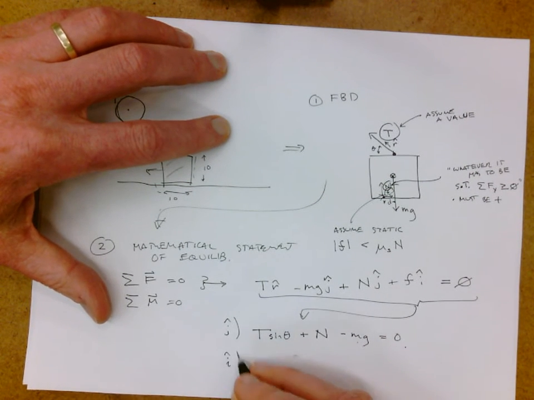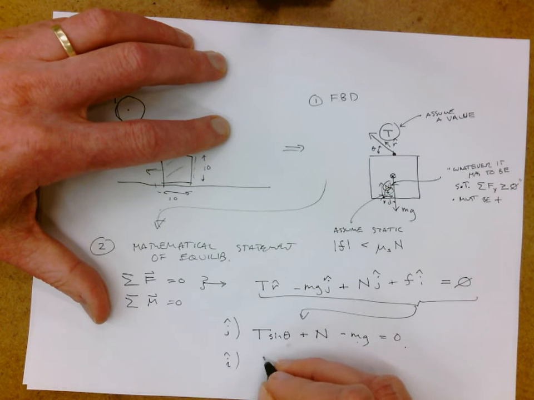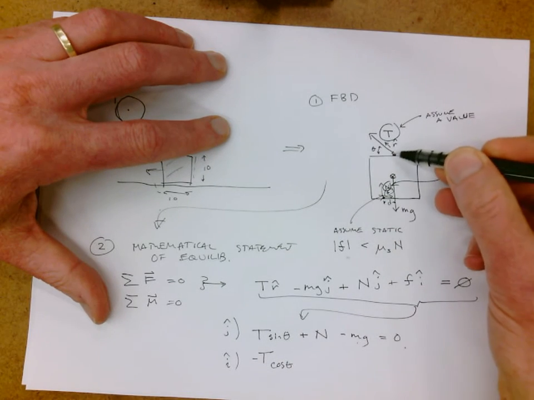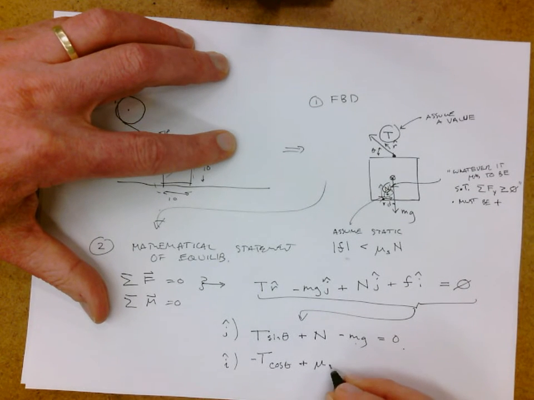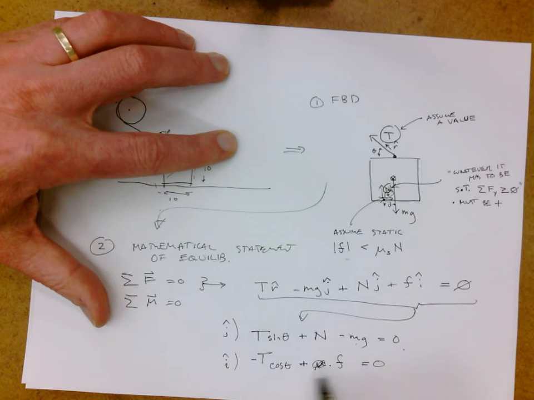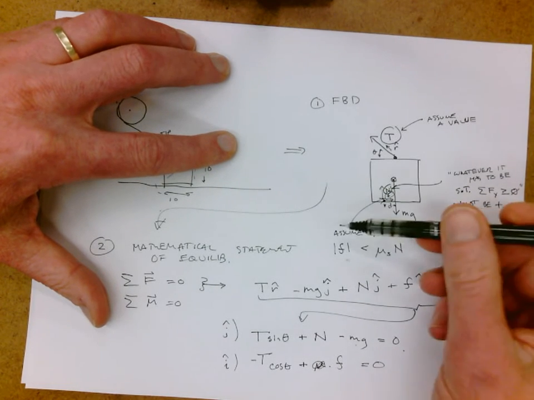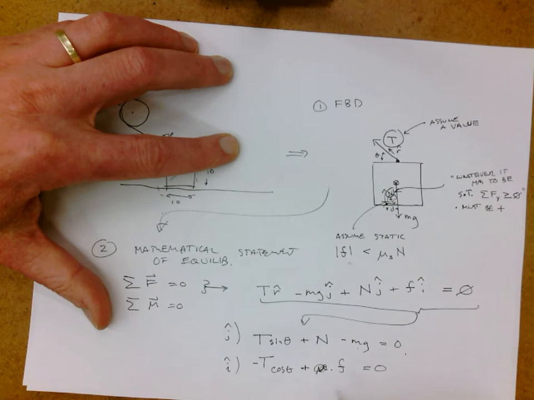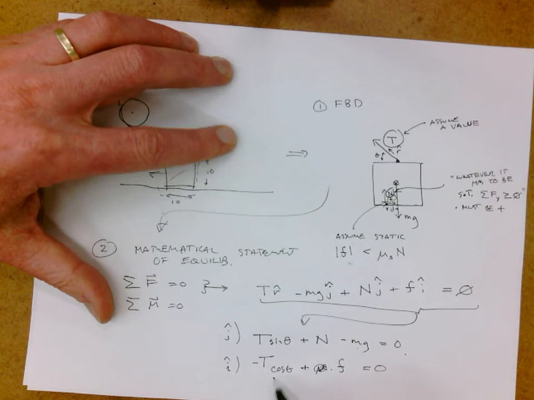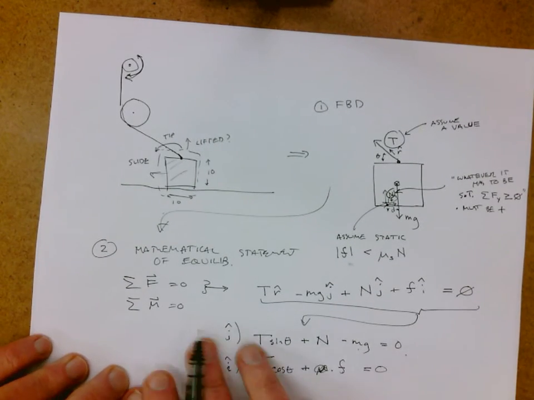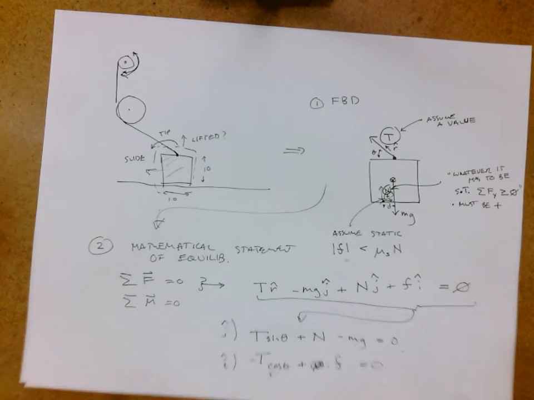And the i hat component tells me minus T times cosine theta, because the i hat component of r hat will be minus cosine theta, plus the frictional force also has to be 0. So in order for me to not be moving in the x direction, I need the net force in the x direction to be 0, so that means my frictional force has to be equal and opposite to the tension force times cosine theta. We could take this a little bit further and ask, what does that mean is allowed in terms of what the tension is?